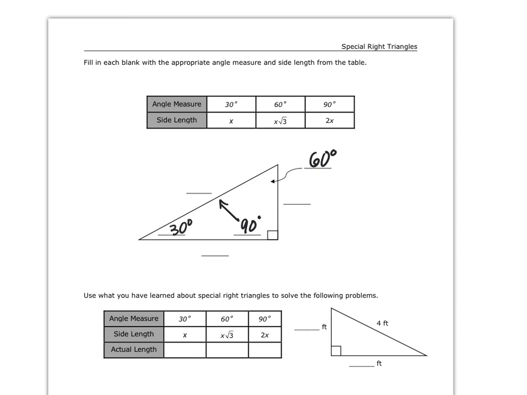And I'm just going to use my table to fill in my side lengths. It tells me that x is opposite of my 30-degree angle, that x square root 3 is opposite of the 60-degree angle, and finally 2x is my hypotenuse. That's opposite the 90-degree angle. So why would this be the case? Why would I have these ratios?